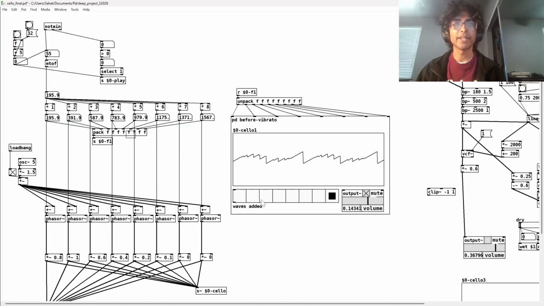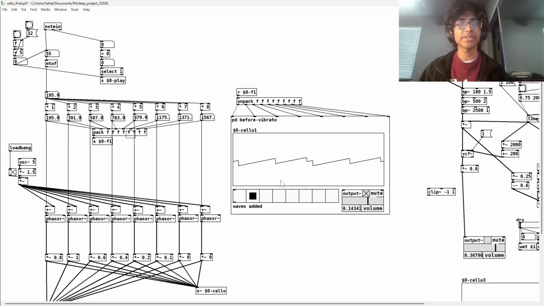Another thing that made up a large part of this project is the specific waveform I used to build it up. These phasors make sawtooth waves, which kind of look like this. They look like a sawtooth. A previous version that I had used sine waves instead. That sounded a little bit different.